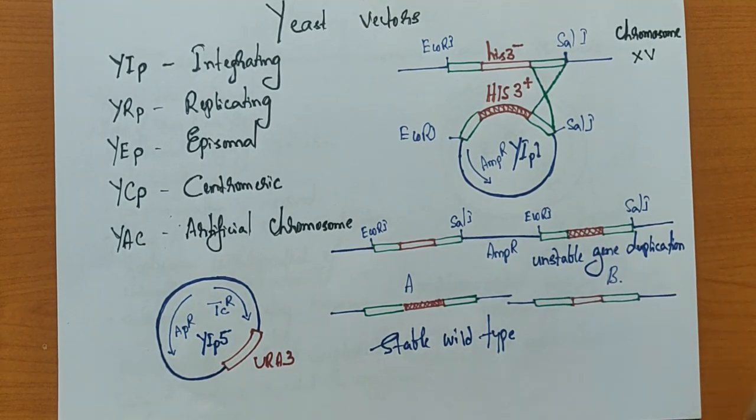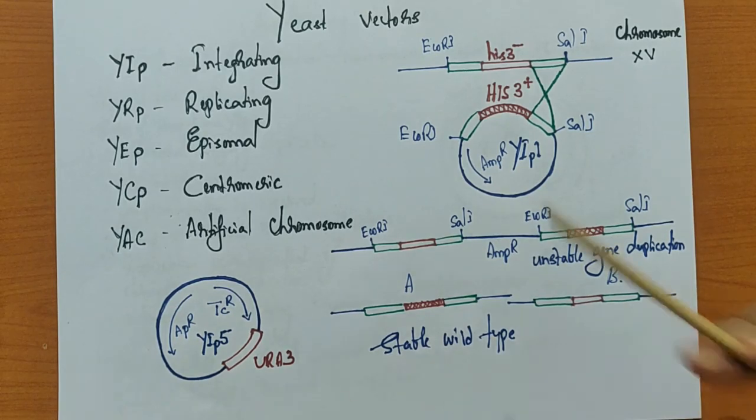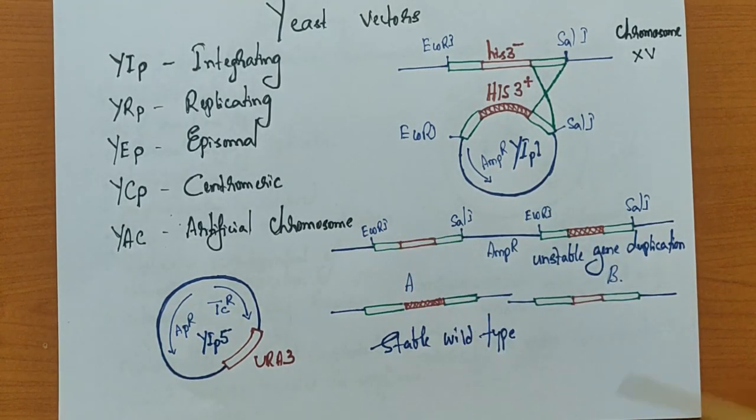But nowadays if you look into most of the vectors, you will find a very good number of yeast integrated vectors. You can always look into that particular process.